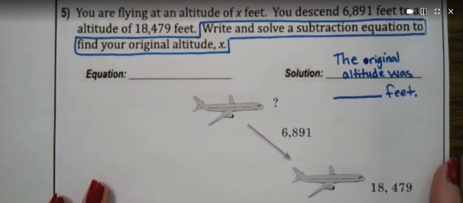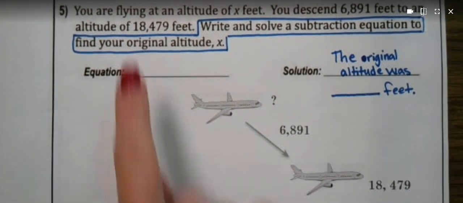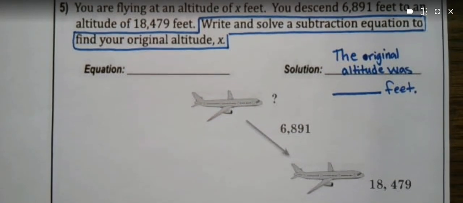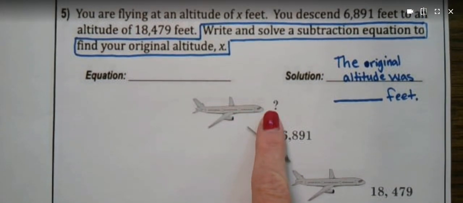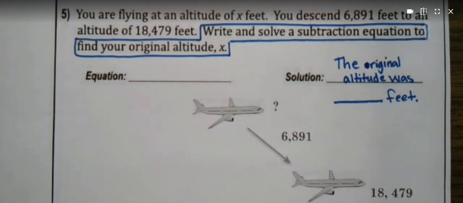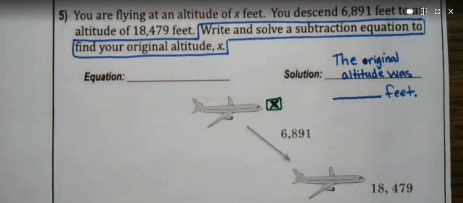Okay, here's number 5. We're flying. All right. That sounds good, right? Flying somewhere on a nice vacation. You're flying at an altitude of X feet. So a lot of times a picture is really helpful to see what's going on here. So here's our airplane flying up at X feet. I'm just going to put X right here. We don't know how many feet high this is. We're going to call it X.